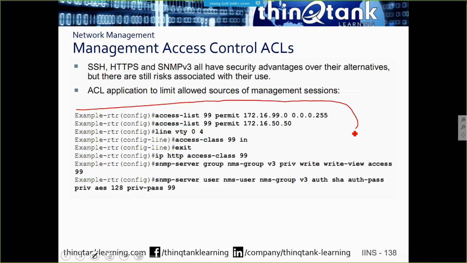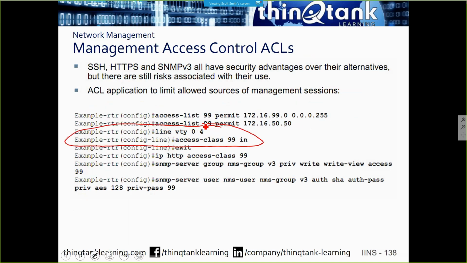What I've done is I've created an access list here, access list 99. I'm permitting the 172.16.99 subnet, and I'm permitting host 172.16.50.50. Standard access list, so it's based on source IP address. Then I go into my VTY lines and I specify access class 99 in, which says that if you're coming from the 172.16.99 subnet or you're coming from host 172.16.50.50, you're allowed to connect to the VTY lines with SSH or Telnet.